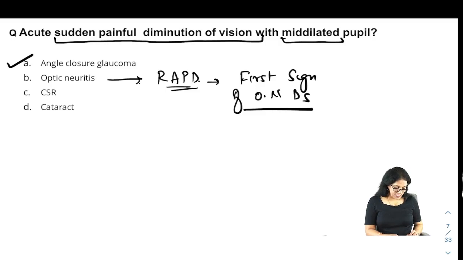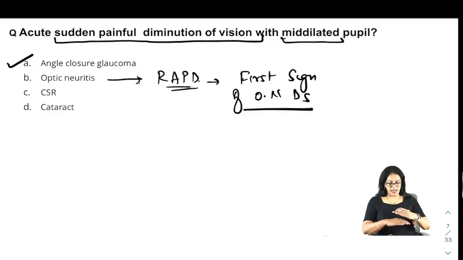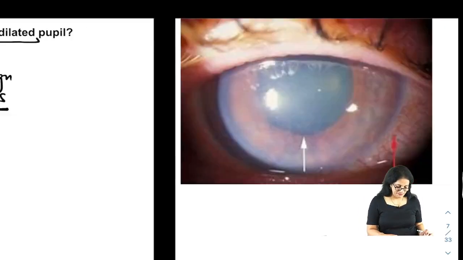CSR again, of course, will not fit into this description. It's an absolutely painless condition. We know what CSR is: a shallow retinal detachment at the fovea, happening in young males, generally idiopathic and generally self-limiting. Only when it is chronic will it not resolve by itself. And of course, cataract again will not be associated with this presentation.